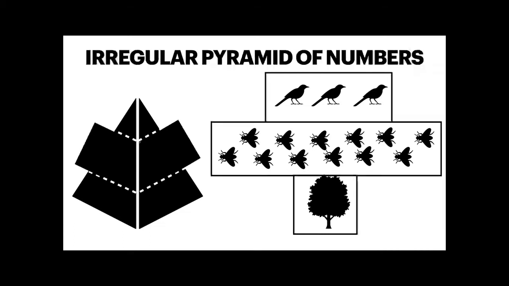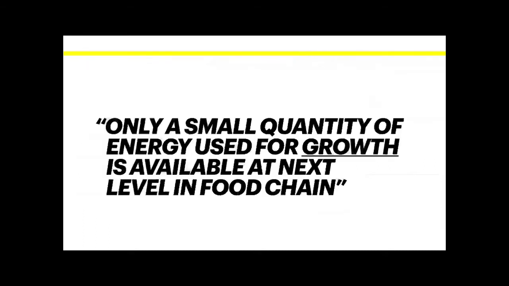But this time, we change the bars to represent the population size. It's going to be very narrow at the bottom because there's only one tree. Then there's a large population of primary consumers. And then there's a smaller population of secondary consumers feeding upon these. So this is what we call an irregular pyramid of numbers.